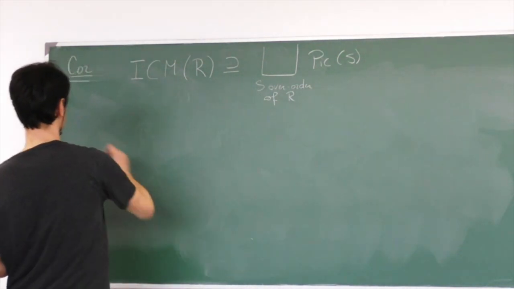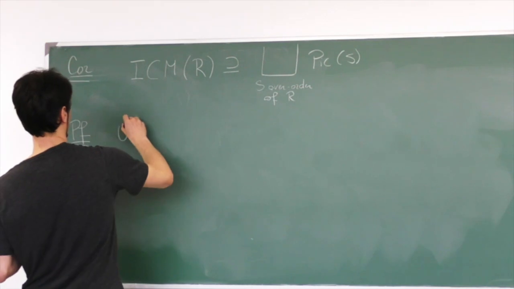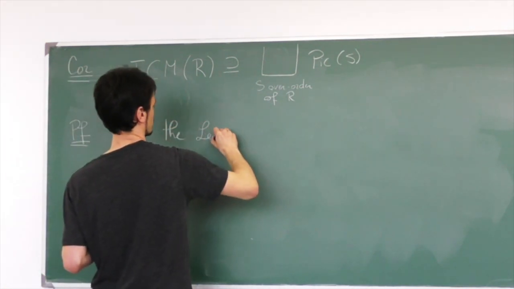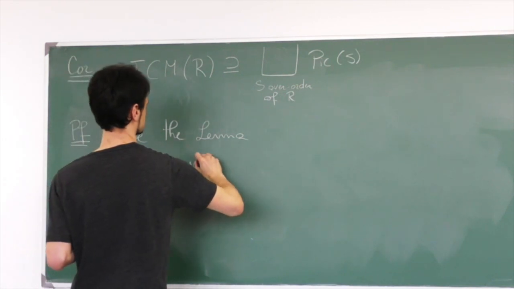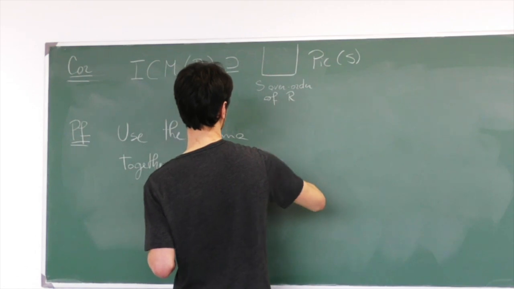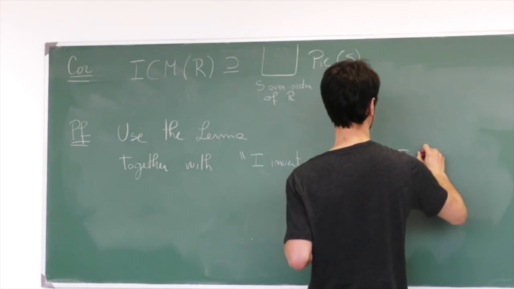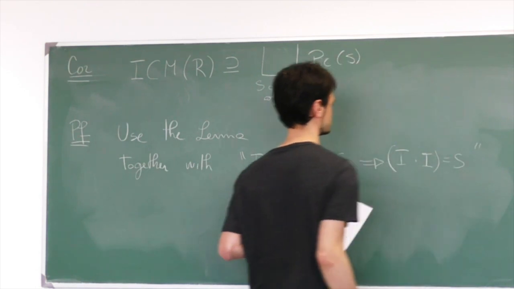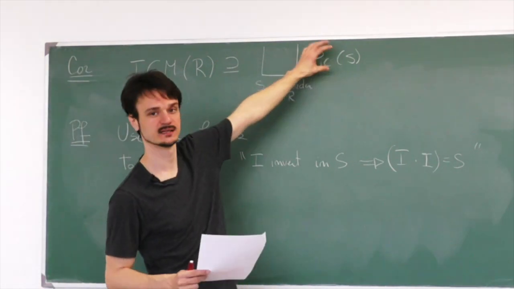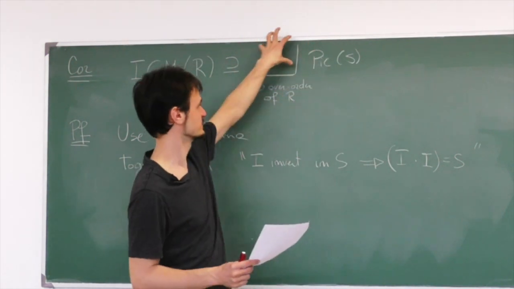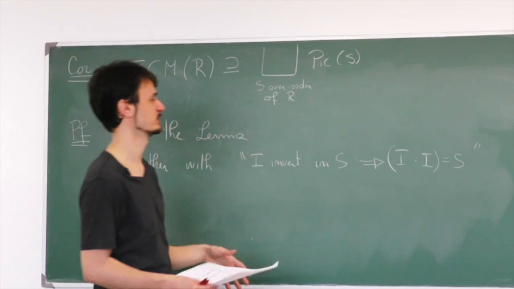Okay, so let's prove it. Well, it's a quick consequence of the lemma that we just stated, together with the statement that we have seen in the last video, that was saying that if I is invertible in S, then the multiplicator ring of I is equal to S. Right? So this tells you that if you take an ideal class that is invertible, there will be a unique overorder of R such that the class sits inside the Picard group. But in other words, this union is disjoint. And also every such ideal class, of course, sits inside the ideal class monoid. So we also have the inclusion.